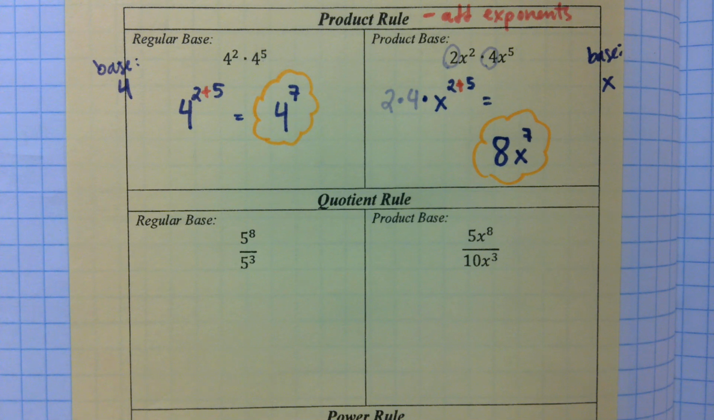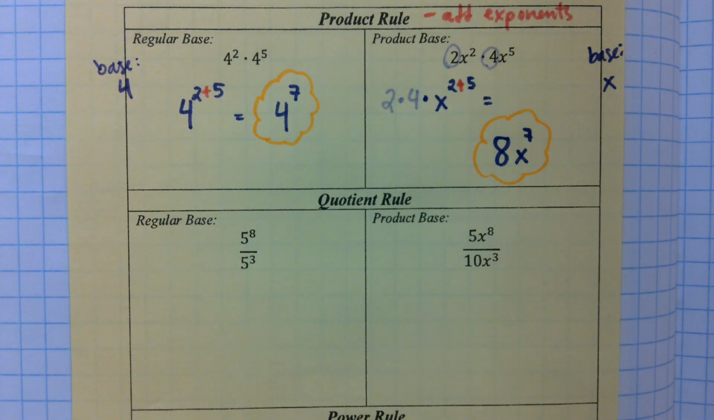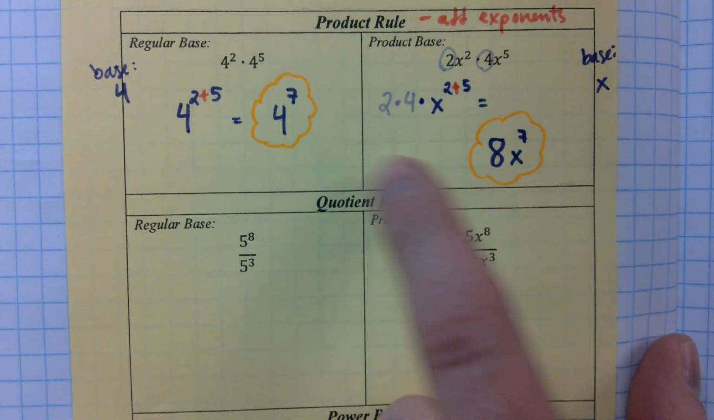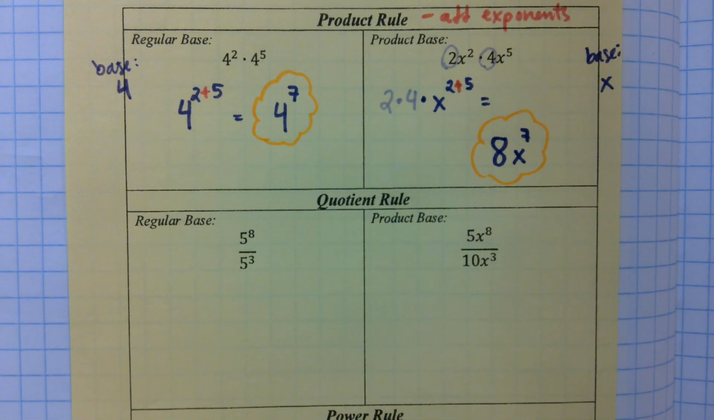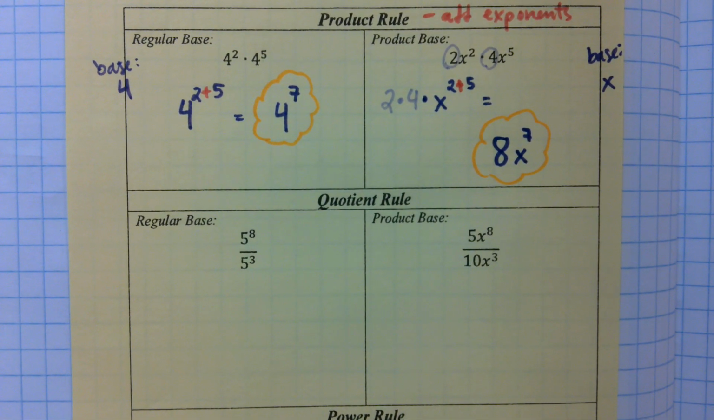There were a lot of people on the quiz who looked at a question like this and wrote their answer like this. What's wrong with that answer? There's an 8, there's a 7, what's wrong with it? There's no x. Why does there need to be an x? Because x is the base, right? Yes, if you multiply the 2 times the 4, that's great. You can't just throw the 7 up on top. 8 is not the base, right?